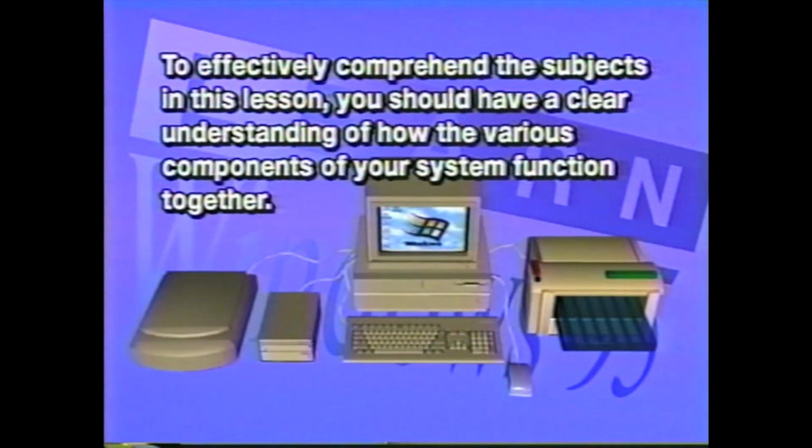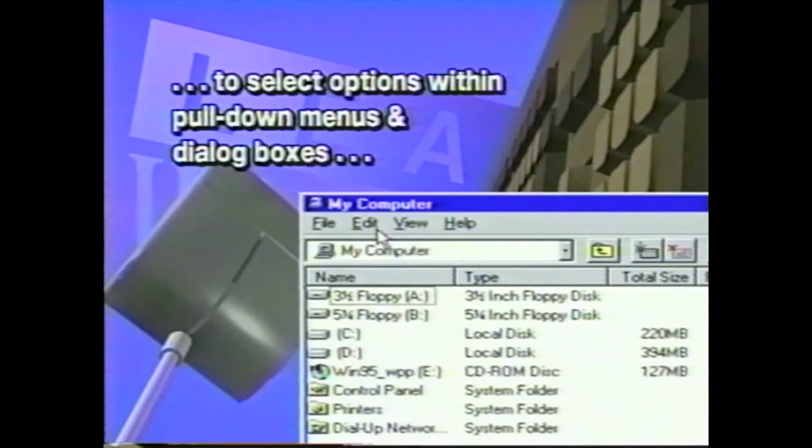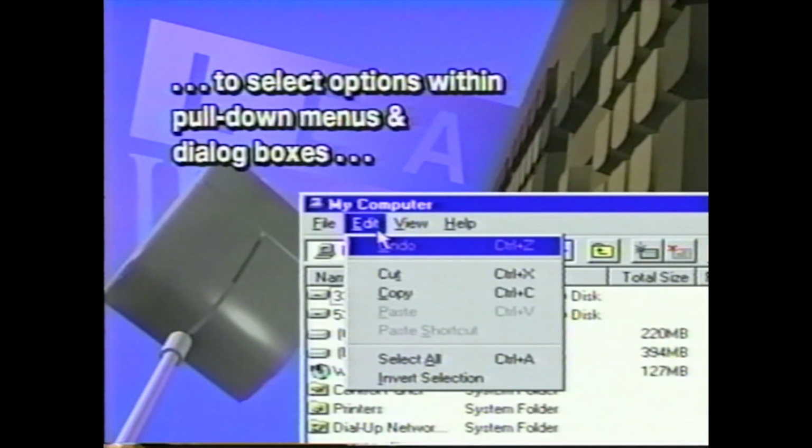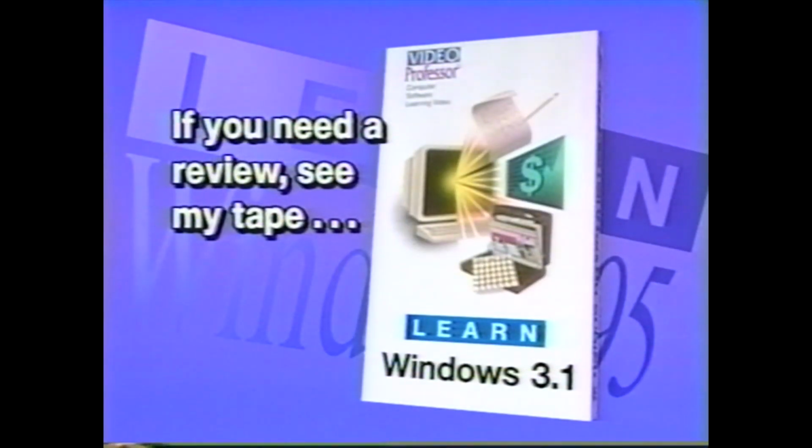Viewers, to effectively comprehend the subjects in this lesson, you should have a clear understanding of how the various components of your system function together. You should also be familiar with basic computer operations, such as using a mouse and keyboard to select options within pull-down menus and dialog boxes, as well as basic file structure and a firm grasp of starting and exiting applications. If you need a review of these skills, see my tape on learning Windows 3.1.